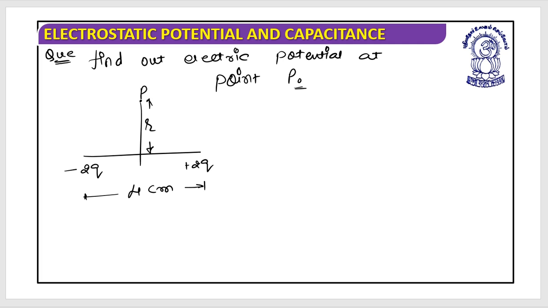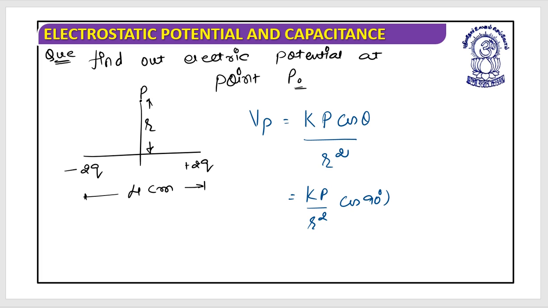Now what can you do? Which point is it? Yes, it is an equatorial position, and when you need the potential due to a dipole at an equatorial position, you know it must be zero. Why? Let's look. It's kp cos theta divided by r square. Now in this case, theta would be 90 degrees. It's cos of 90 degrees, and when it is cos 90, nothing matters, it's zero. So potential at an equatorial position will always be zero.